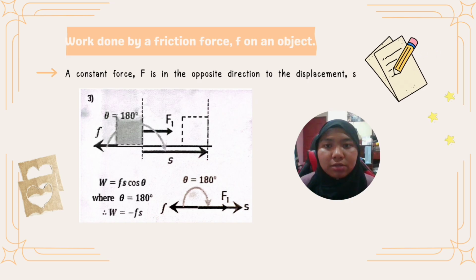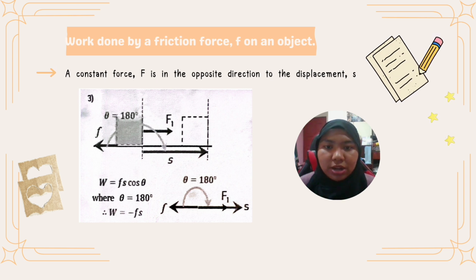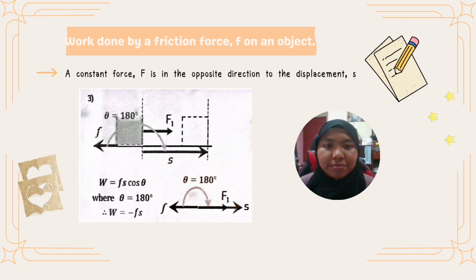The third one is work done by a friction force, small f, on an object. The constant force f is in the opposite direction to the displacement s. W equals Fs cos theta, where theta equals 180 degrees. W equals negative Fs.